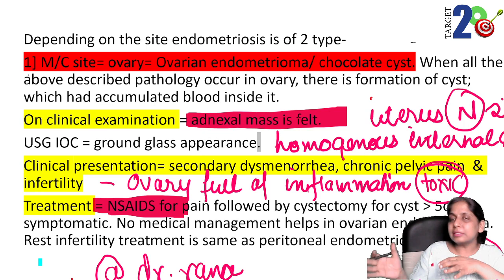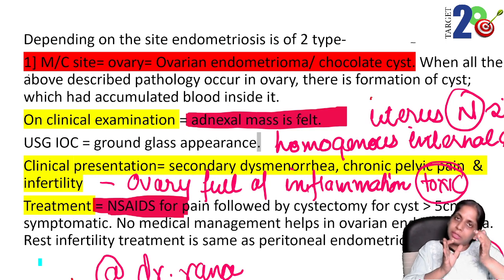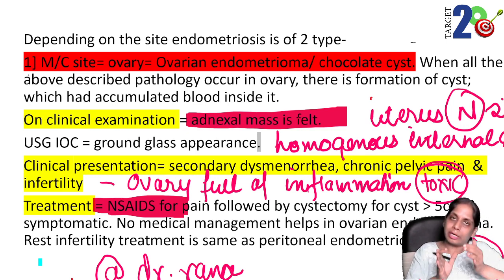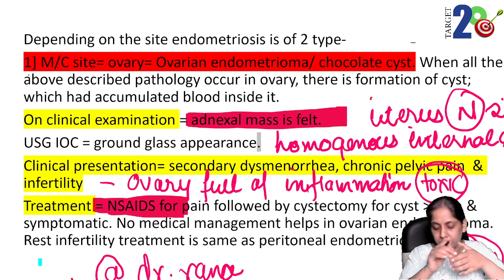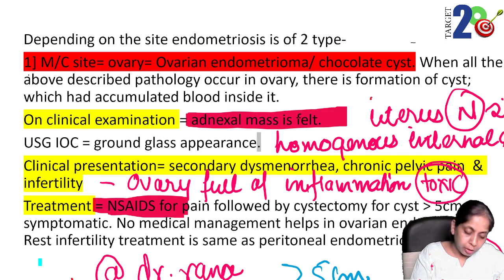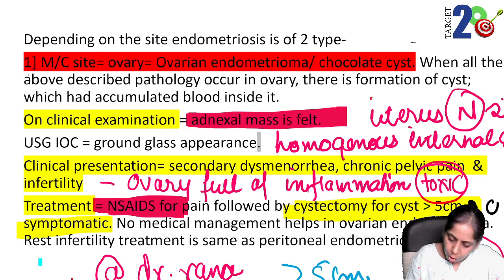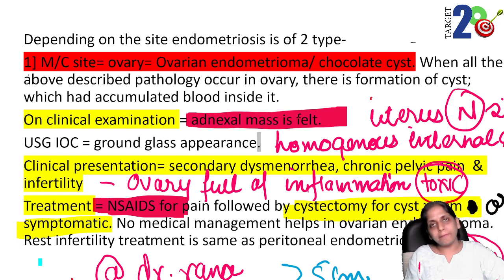So what is the rule for the cystectomy? We know that this lady has a toxic environment in the ovary due to this ovarian chocolate cyst, this endometrioma. So we would like to remove it if it is more than 5 centimeters. Even if it is asymptomatic, we would like to remove it, and if it is symptomatic, we would like to remove it at the earliest. So cystectomy is done for a cyst more than 5 centimeters, or if it is symptomatic. So we have to remove this cyst.